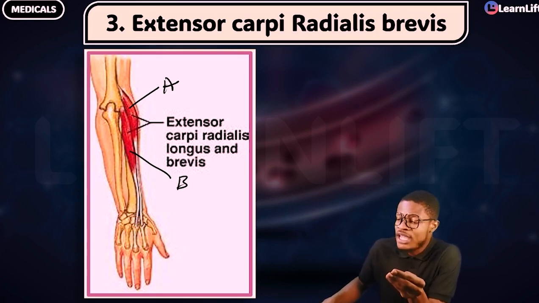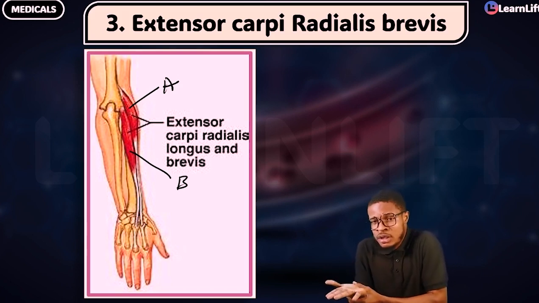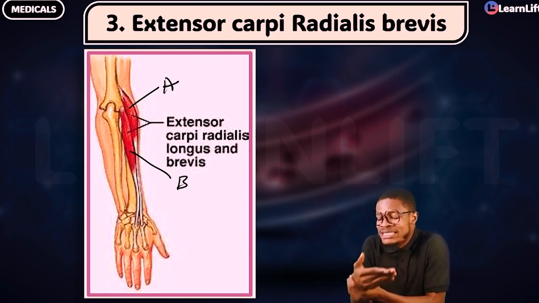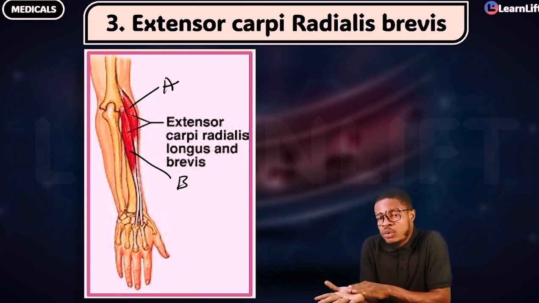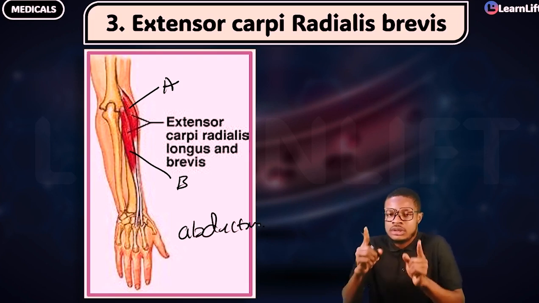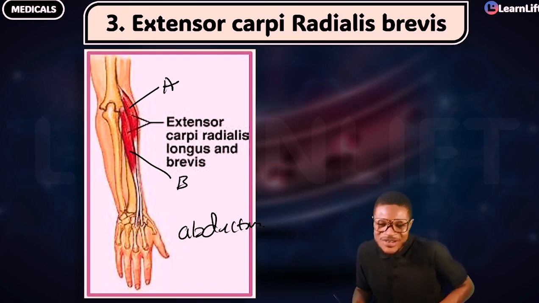So what do the two of them do? They help in extension, right, along the what? The elbow joint. They help in the extension of the hand along the what? Elbow joint. And they also help in what? Abduction around the wrist. Don't worry, you will see it in past questions shortly and then you are going to answer it yourself.